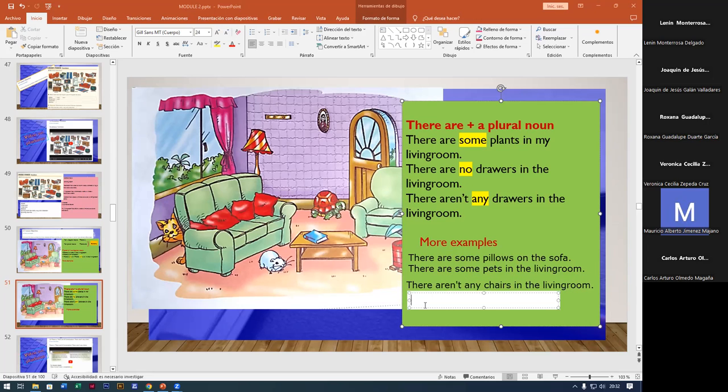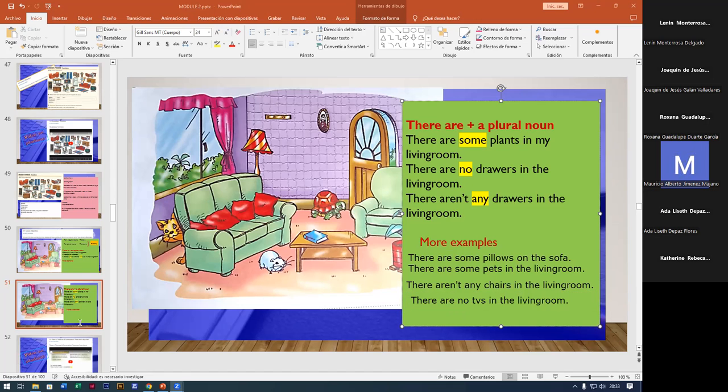That's good. Continue, Carlos Arturo. There are no TV in the living room. There are no TVs. TVs, right? Because you're using negative, right? There are no TVs in the living room. Very good, yes. Great, thank you.